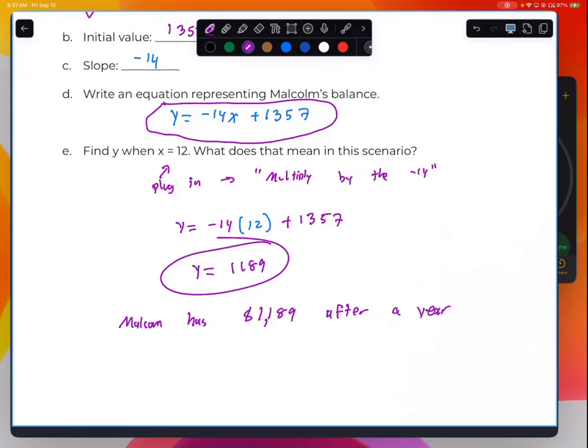So after a year of just letting his money sit there, not doing anything, he went from $1,357 to $1,189 just because of fees and letting those fees hit him. And I have a lot of family and friends, not just with this type of fees, but other types of fees, that just lose money to fees and fees and fees. It's only $14, but it adds up, right?